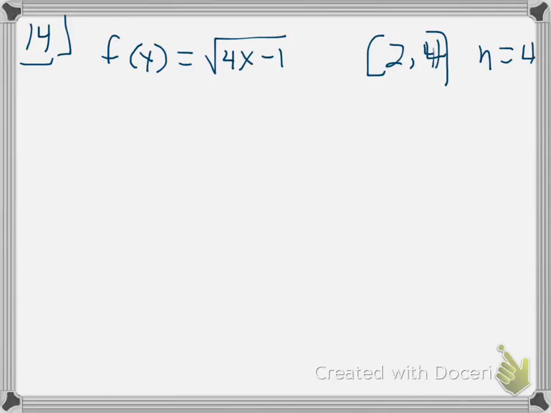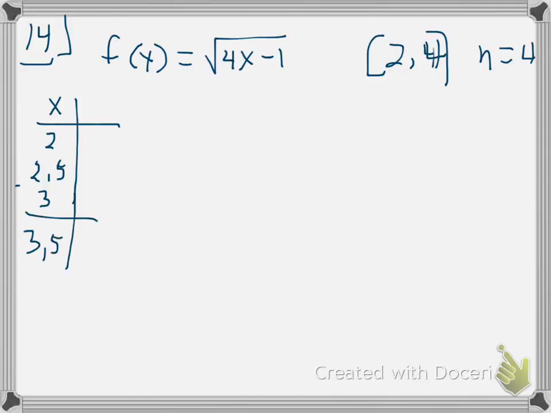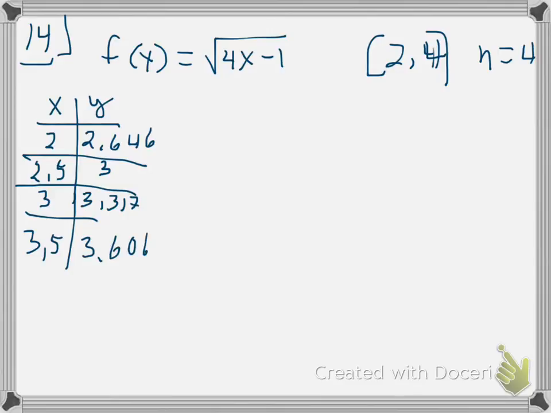So the thing to do would be to set this up in a table, and you're going to find that you want x equals 2, 2.5, 3, and 3.5. Find the corresponding y values, and that's 2.646, 3, 3.317, and 3.606.